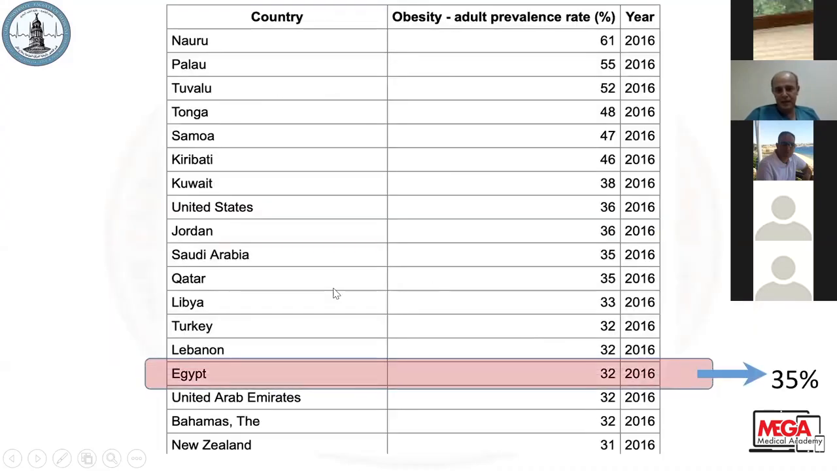This is our ranking. Actually, we don't have the most prevalent, but we have the largest number in the Arabian countries.